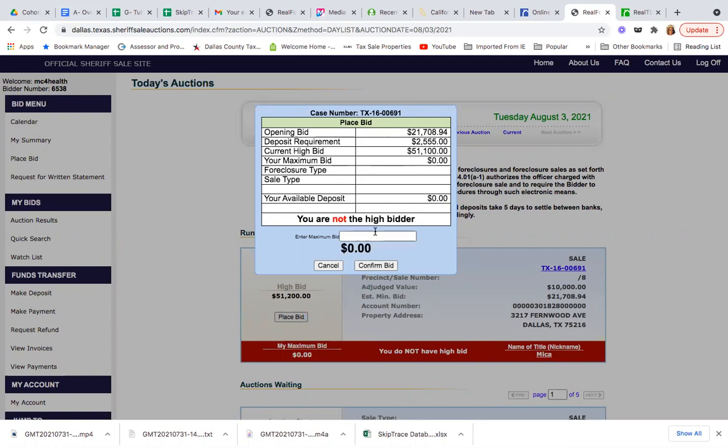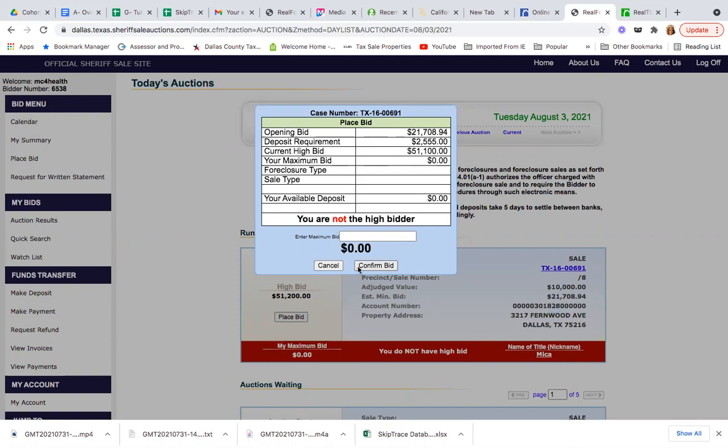So first of all, it tells you what the opening bid is. It also tells you right here too. The minimum bid is 21,000 and the highest bid is 51. That's like what, $20,000 worth of overage.